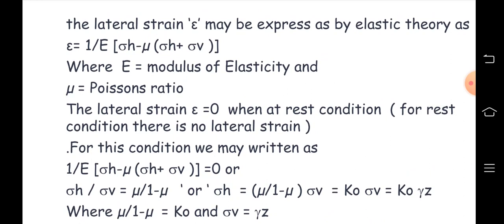So then what will the formula be? 1/E into bracket sigma h minus mu sigma h plus sigma v is equal to 0, because E is equal to 0. Or we can also call sigma h by sigma v, by solving, equal to mu upon 1 minus mu. Or we can also call sigma h equal to mu upon 1 minus mu into sigma v. This is what we solved, into sigma v.